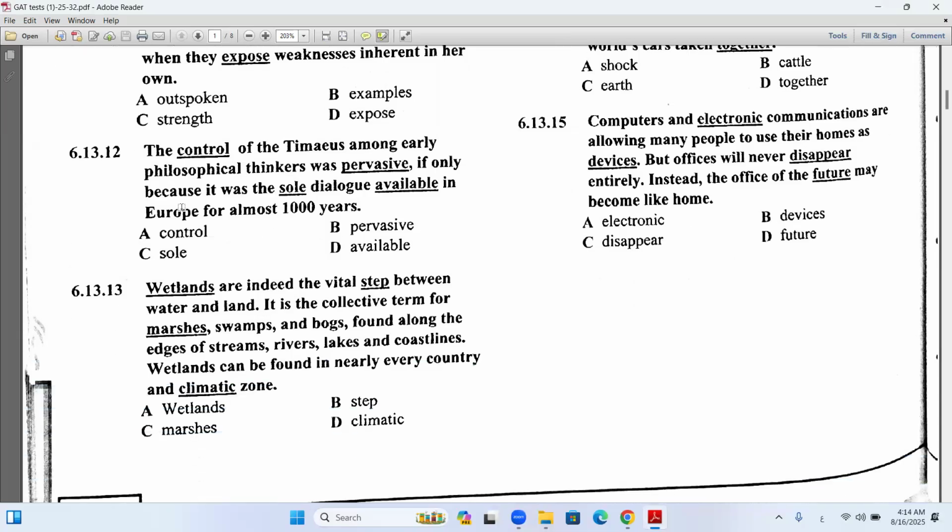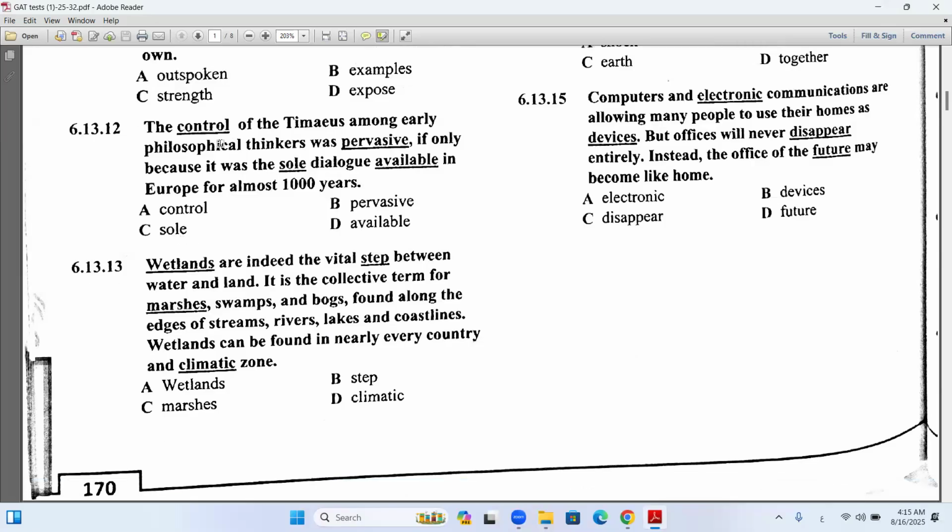And number 12 here. Number 12, I chose A, control. The control of Timaeus among early philosophical thinkers was pervasive. Not control. We can say influence. I can say influence. It's much better than control because here I'm talking about the widespread or something which is pervasive. I mean that it's everywhere. It's widespread.